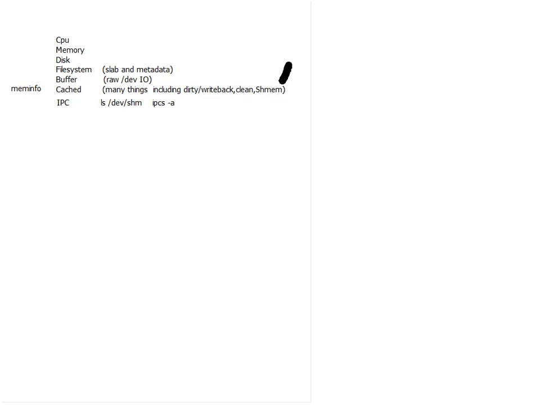/proc/meminfo will give me information about memory use in these four areas. So CPU memory, disk, file system buffer cache, inter-process communication. I'm not going to worry about networks, but then I have miscellaneous, which in my case is NumaLink. And again, I'm hoping that PMLogger is capturing the UV statistics.